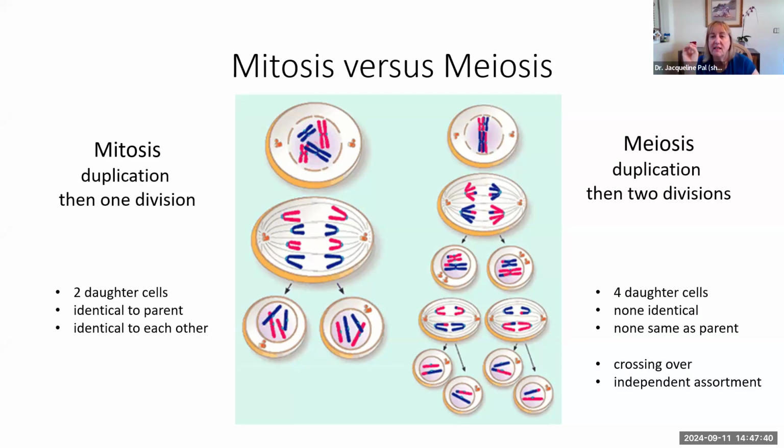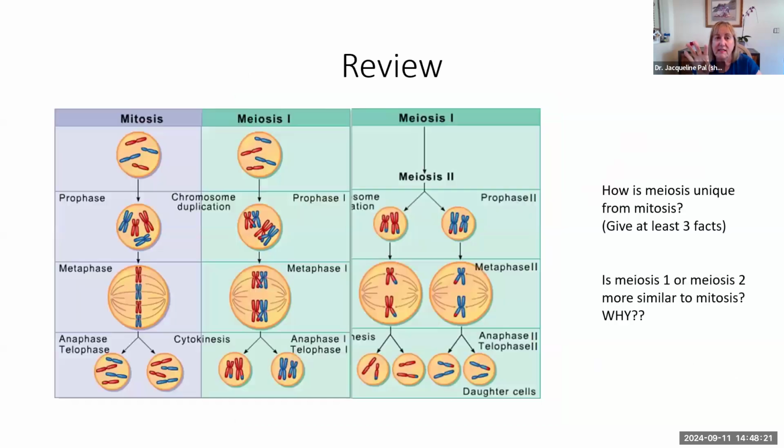In meiosis, we ended up with four daughter cells. None of the four daughter cells were identical to each other, and none of the four daughter cells was identical to the parent. Meiosis also had crossing over, and we could see crossing over evidence in the daughter cells. And we also had independent assortment, and we could see evidence of that as well. So we start with diploid 2N cells. We end up with haploid N cells.